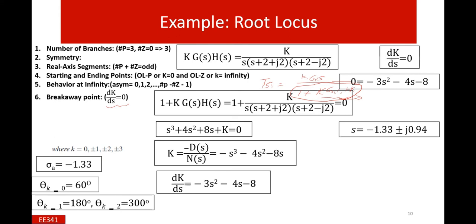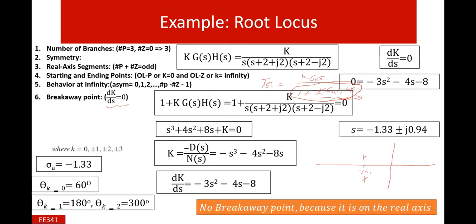So these values are lying in the complex plane. This s is somewhere at plus, for example here, and here, this is -1.333. So there is no breakaway point, because there is no value on the real axis. So there is no breakaway point. This is the first time we are finding this type of result. This is a very interesting case.